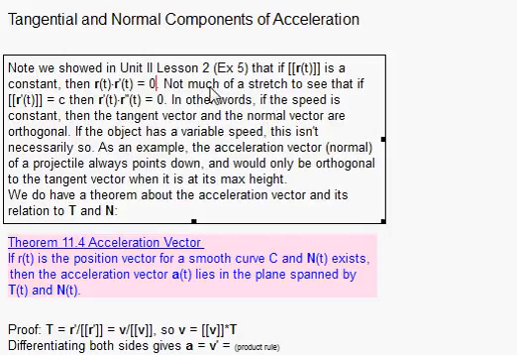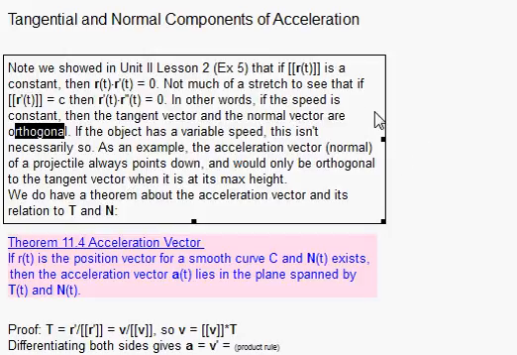That's the number 0. Not much of a stretch to see that if the length of the derivative is a constant, then r prime dot r double prime equals 0. In other words, that's just the same thing, only applied to the derivative of the vector valued function. So if the speed is a constant, then the tangent vector and the normal vector are orthogonal. If the object has a variable speed, this isn't necessarily so.